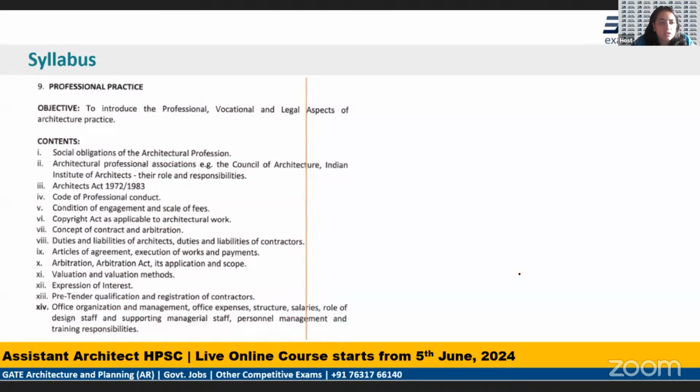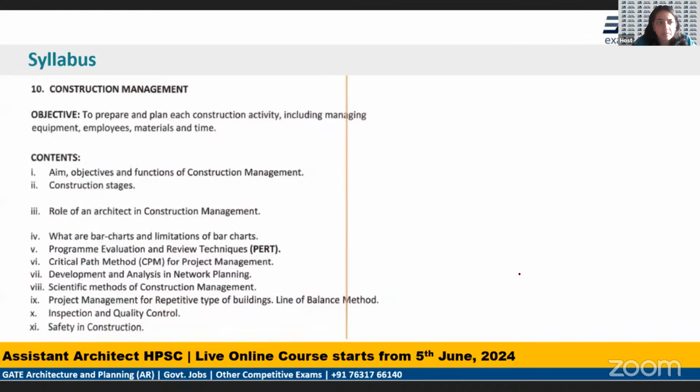What is arbitration? What is valuation? What are agreements, tenders? What are the liabilities and duties of an architect? All of these are important.